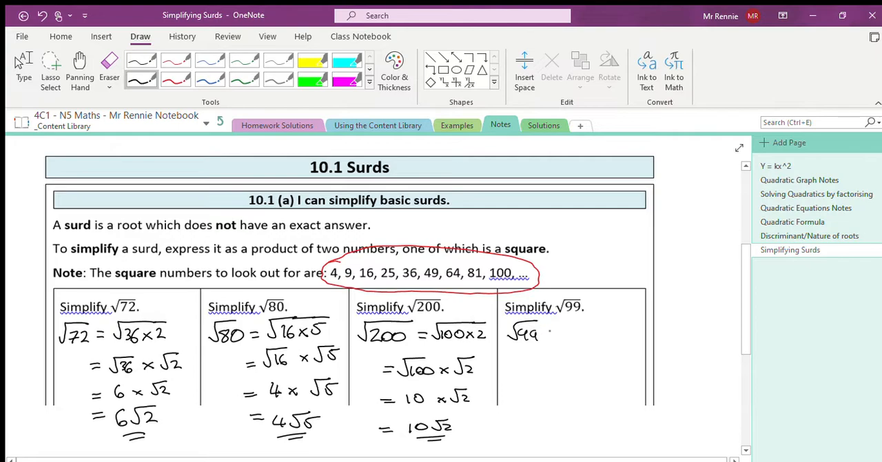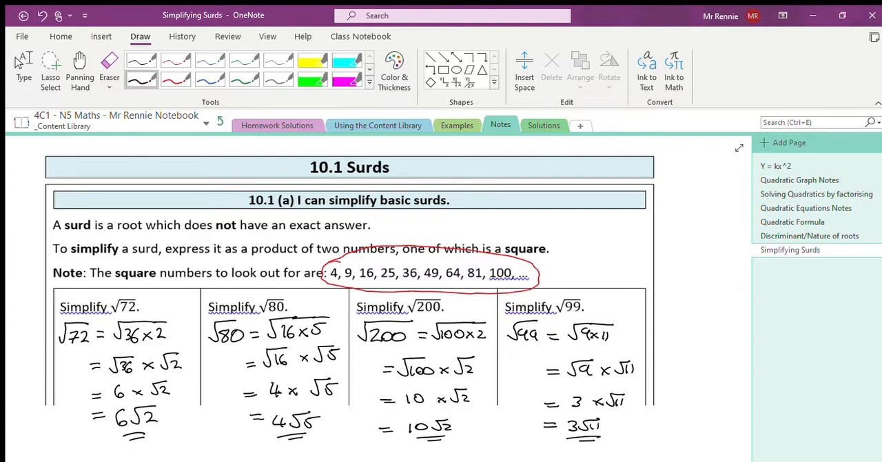Okay, now we'll move on to root 99. The biggest square number I could use that divides into 99 is 9. That's going to be root 9 times 11. Split them both up. That's going to be root 9 times root 11. Root 9 is 3, so that's 3 times root 11. That gives me 3 root 11. Okay, so simplifying surds is how we deal with a process like that.